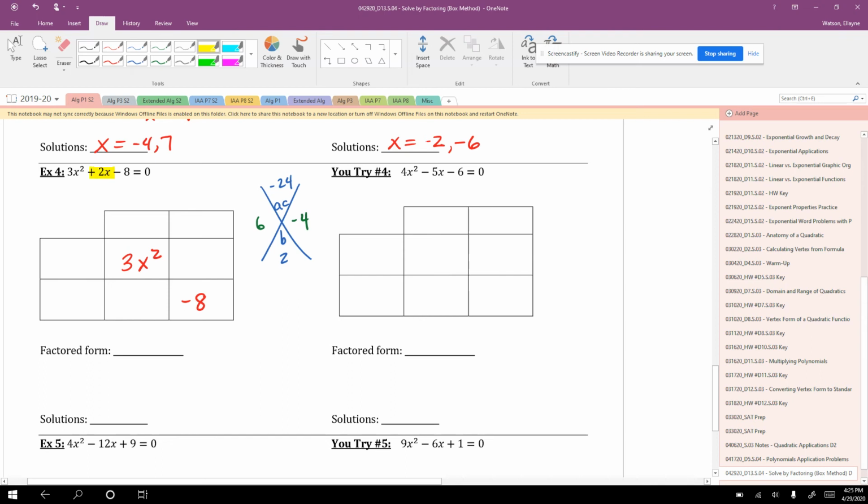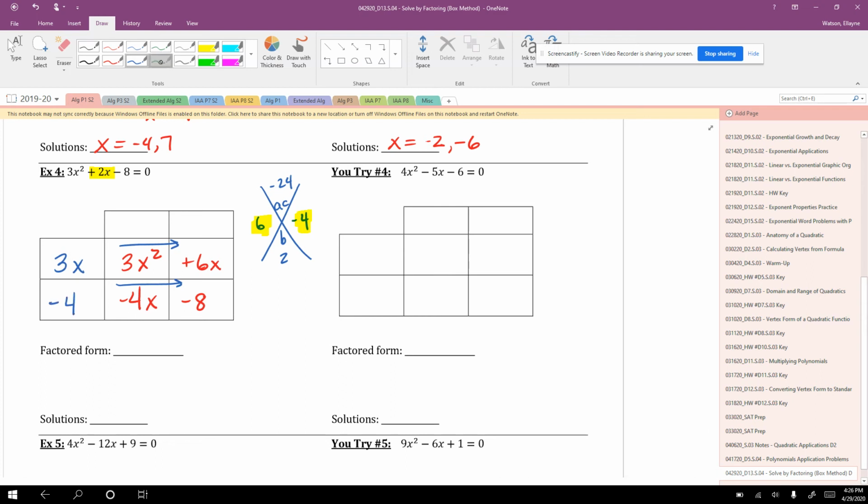Okay, now we need to split this middle 2x into the two numbers that we found. So it's going to be positive 6x, negative 4x. Don't forget to attach the x on those. Okay, let's do the GCF going across. The GCF of 3 and 6 is 3. The GCF of x squared and x is x. Down here, GCF across. Again, my first term is negative 4. It's a negative, so I'm going to make the GCF a negative. And between 4 and 8, it's 4.